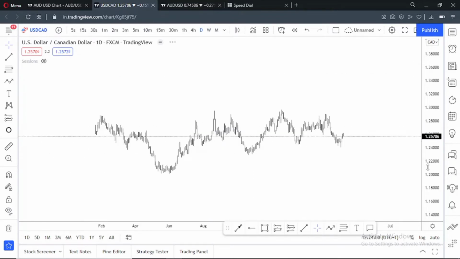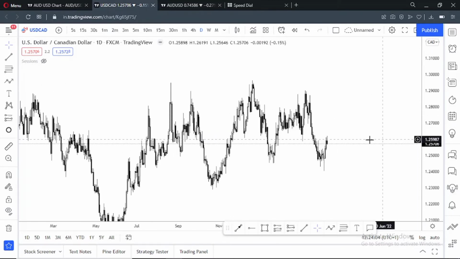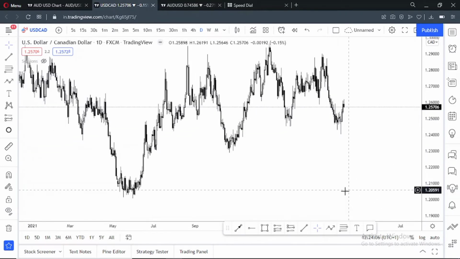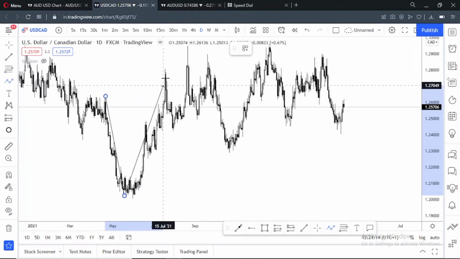Now here on the daily time frame, what can I see the price is actually doing? Now I can see that this was the lower high that made this lower low before the push up, right?